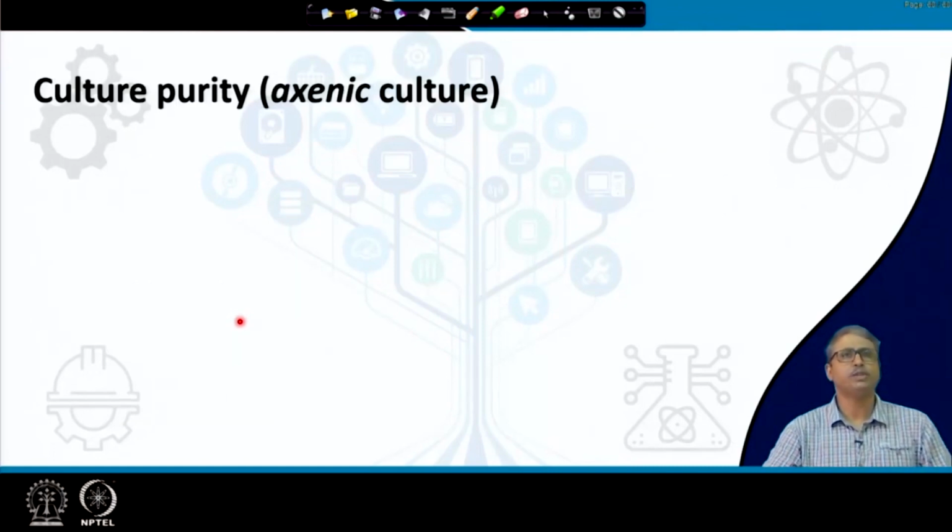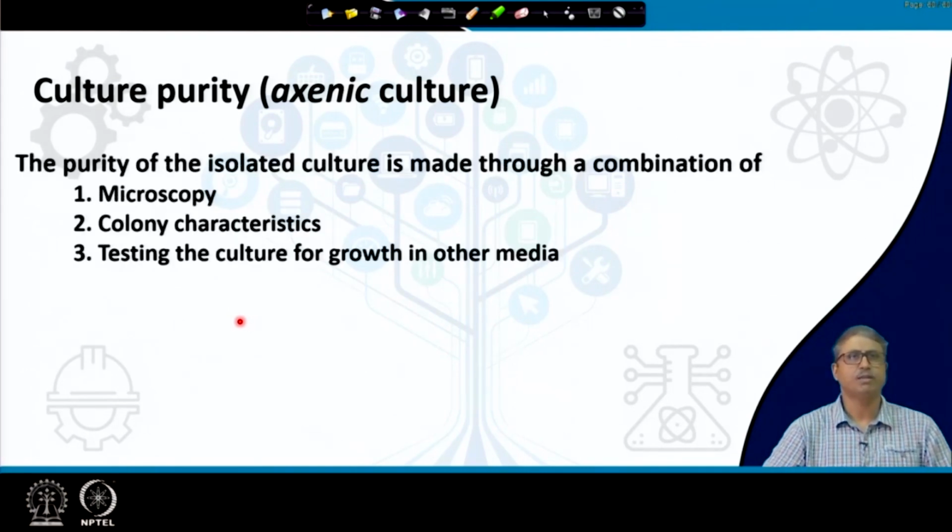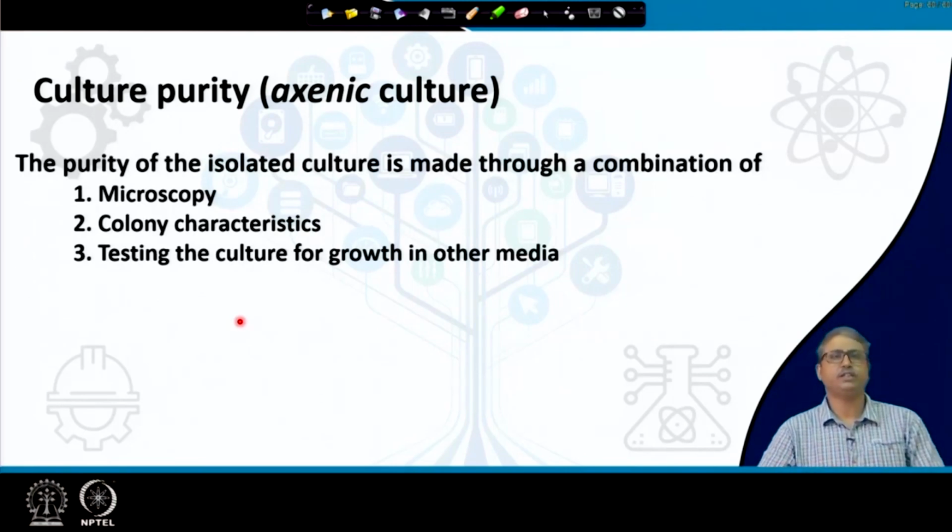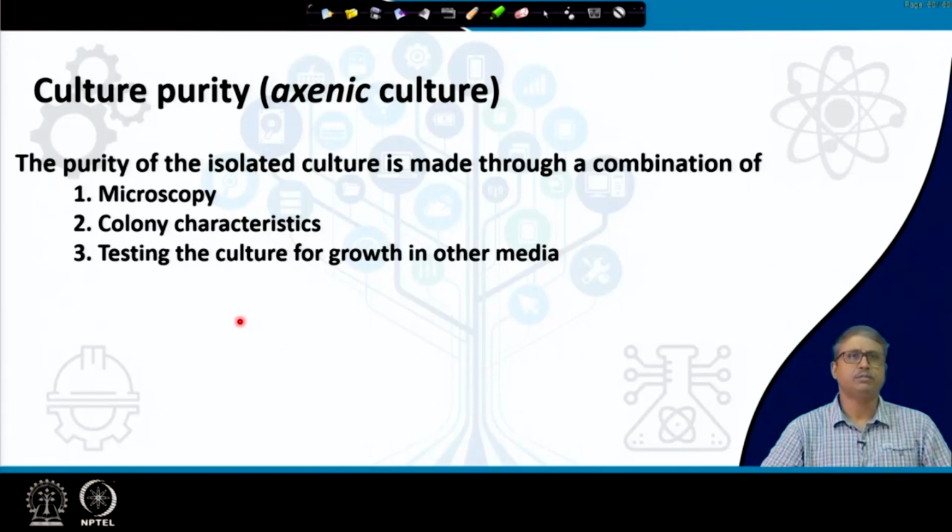Now, with respect to the isolation of these organisms and these cells as a pure culture, there is a term called axenic culture or culture purity. So, the purity of the isolated culture, bacterial culture, archaeal culture or fungal culture, or even algal cultures, is very important, and the purity of the culture is established through a combination of microscopy, colony characteristics and testing the culture for growth in other media.